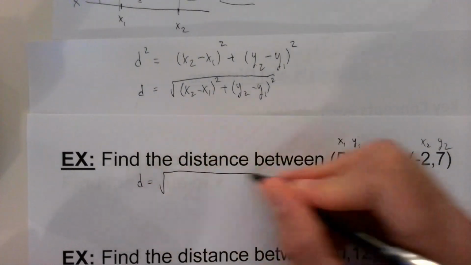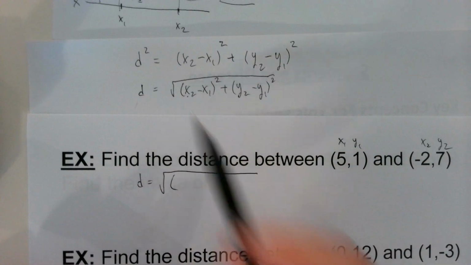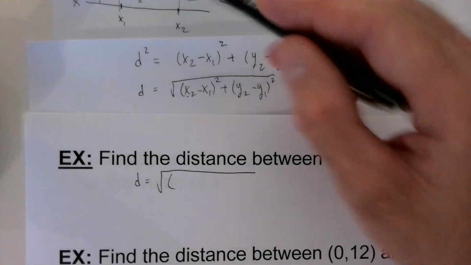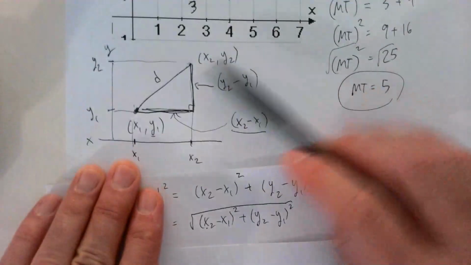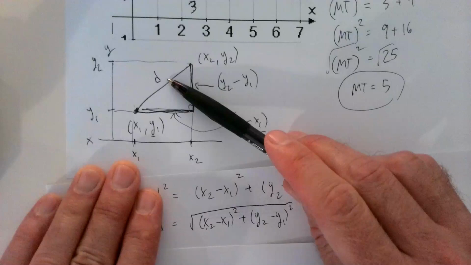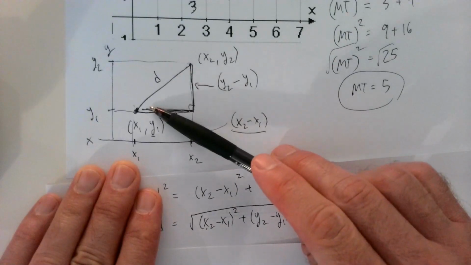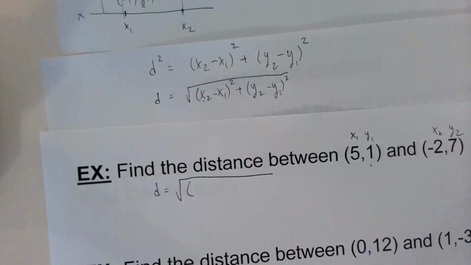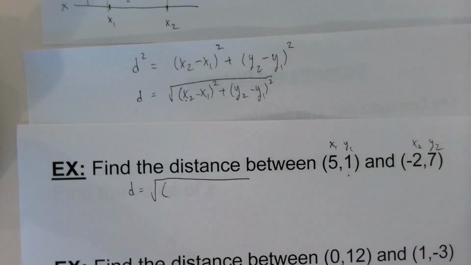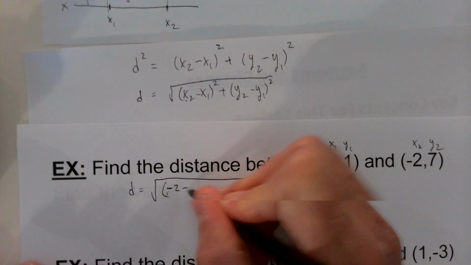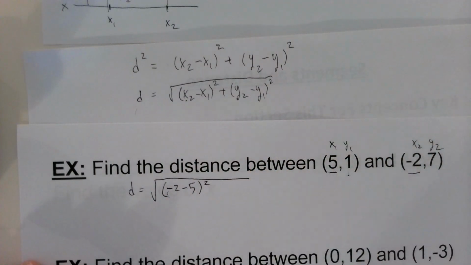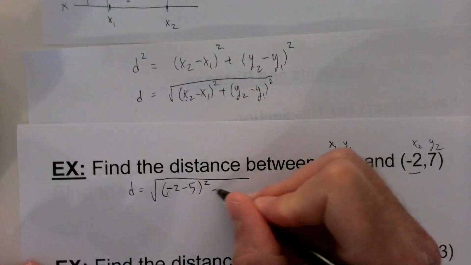So square root, and by the way, it doesn't matter which one you call x1, y1, because it's just like saying, do I want to find the distance going this direction or going this direction? Either way, you're going to find the same distance. So let's see here, the distance between those 2 points, (5, 1) and (-2, 7), that's going to be -2 minus 5 squared, because it's x with x. Make sure you keep the x's together, and then make sure you keep the y's together.